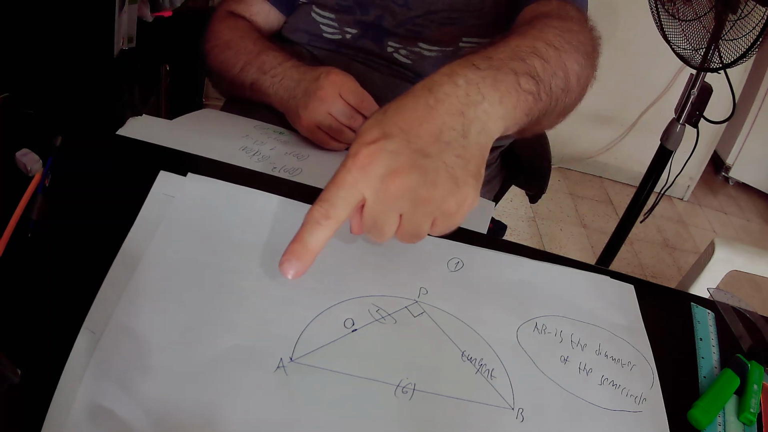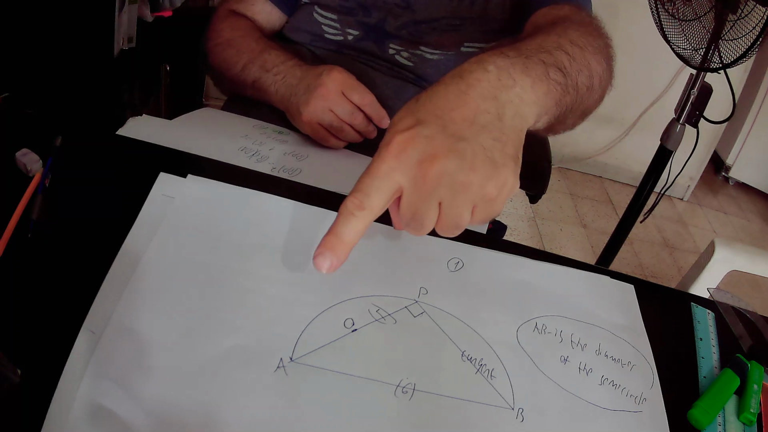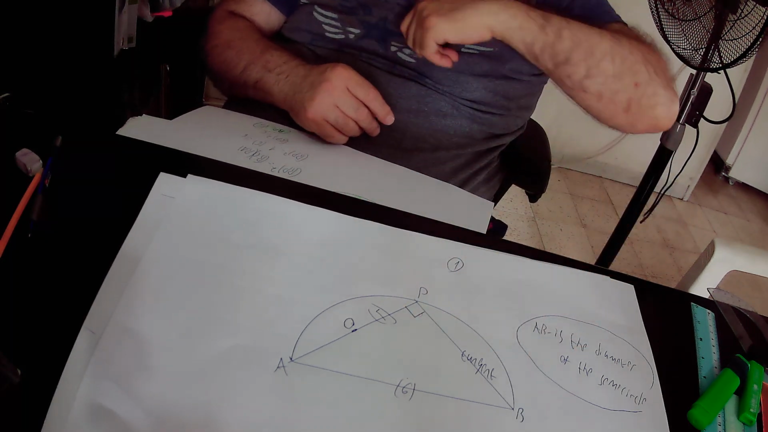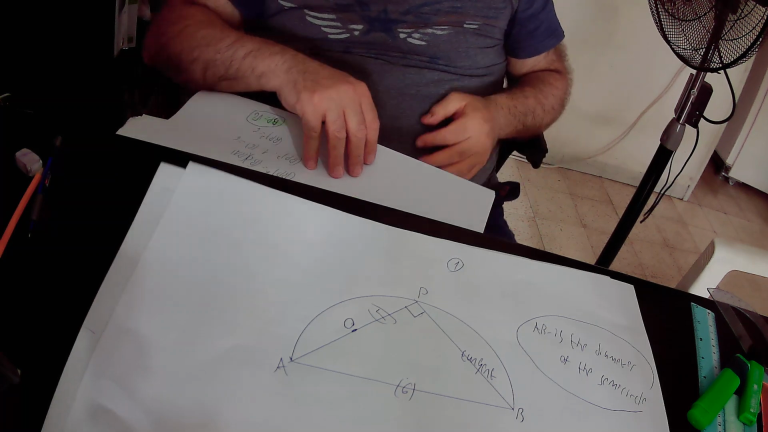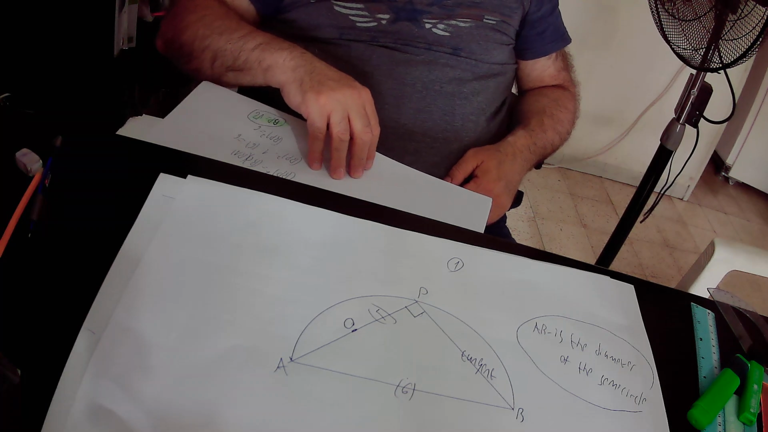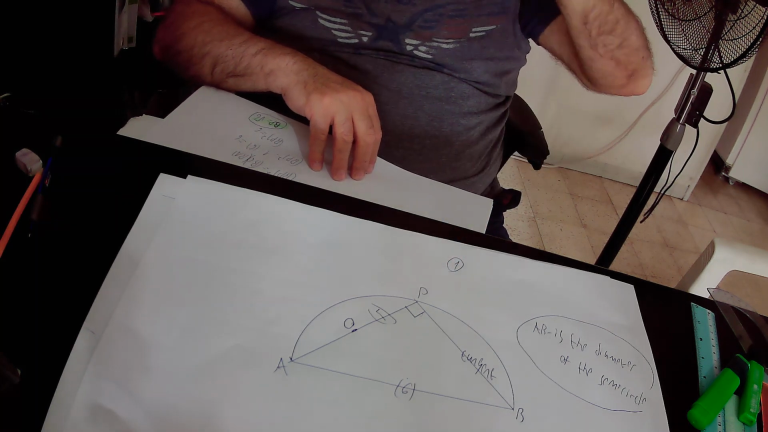We already found out that AB is the diameter of this semicircle, and peripheral angle APB is subtended on AB, the diameter of the semicircle. According to rule 7, any peripheral angle that is subtended on the diameter of the circle must be equal to 90 degrees. Therefore, this peripheral angle APB equals 90 degrees.